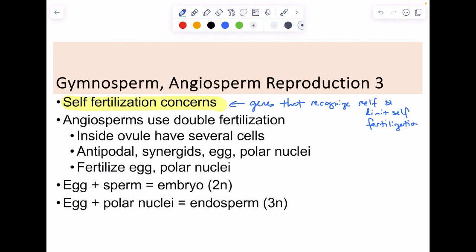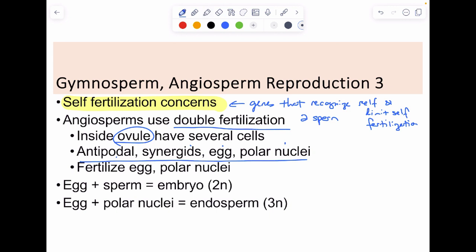All angiosperms are going to utilize what's known as double fertilization, meaning you need two sperm to fertilize. If I look inside the ovule, you're actually going to find a whole bunch of different types of cells. Some are called the antipodal, some are called synergids, one of them is going to be the egg, and then we're going to have this strange thing called the polar nuclei.